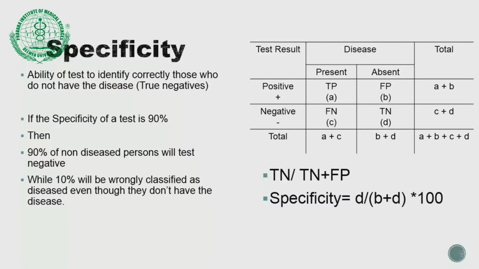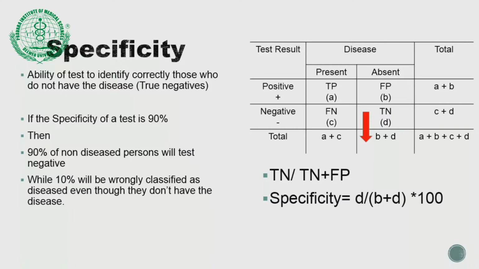Specificity is the ability of the test to correctly identify those who do not have the disease. That is to correctly identify true negatives. So if the specificity of a test is 90%, then we can say that 90% of those who don't have the disease will test negative, while 10% will be wrongly classified as diseased even though they don't have the disease.